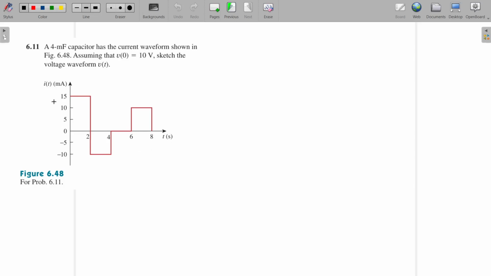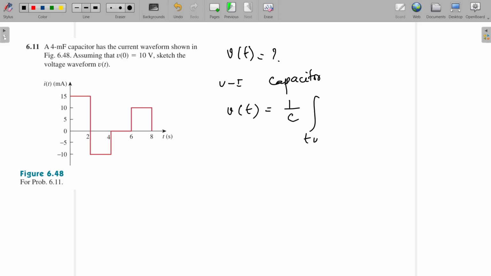So the waveform given here is I of t in milliamps with respect to time. We need to sketch the voltage waveform V of t. So we are going to find out what is V of t here. We should know the formula relating the VI characteristics of the capacitor. For a capacitor, V of t is equal to 1 by C integral t naught to t I of tau d tau plus V of t naught, the initial voltage. So this is the formula to be applied.